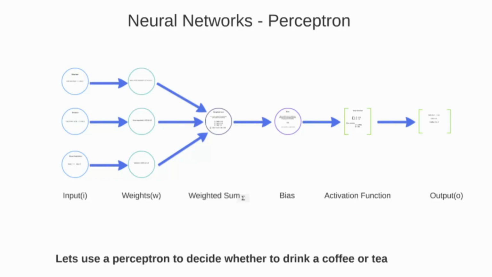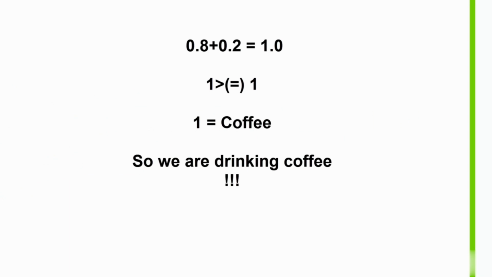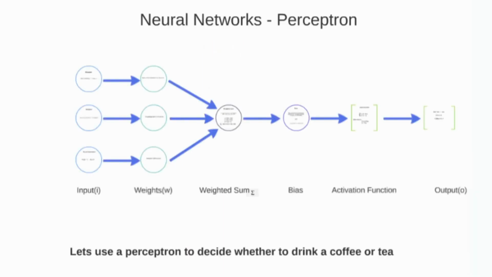So let's take a look at the output. So you have 0.8 from the weighted sum, and then you have 0.2 from the bias. That makes it an even 1. So 1 is equal to 1, which satisfies the step function for coffee. So therefore you're going to be drinking coffee. Great. Now this is a very basic example of a perceptron and how this goes about performing a binary classification for the given input.